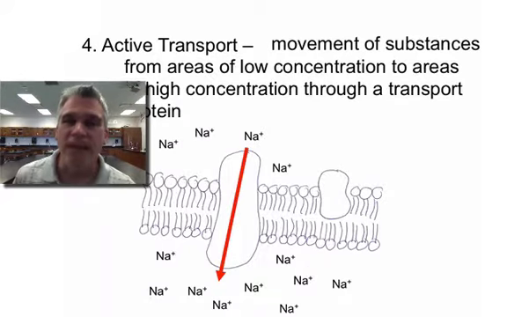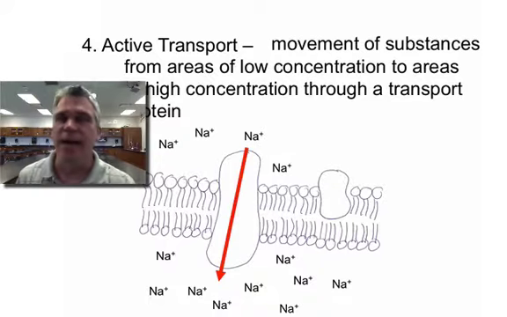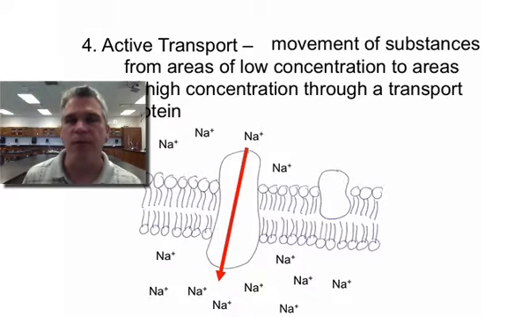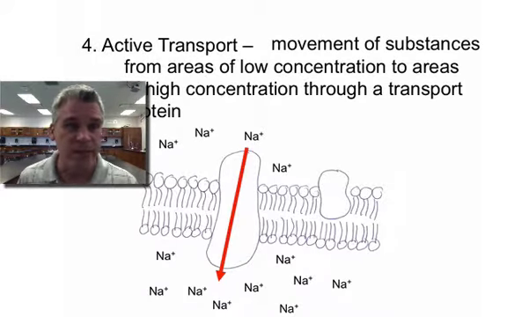Now, in order for that to happen, however, it does require energy. This is not a passive type of transport like what we've been talking about. So ATP is going to be used, and it literally pumps these sodium ions into the cell, going from a low concentration to that high concentration.